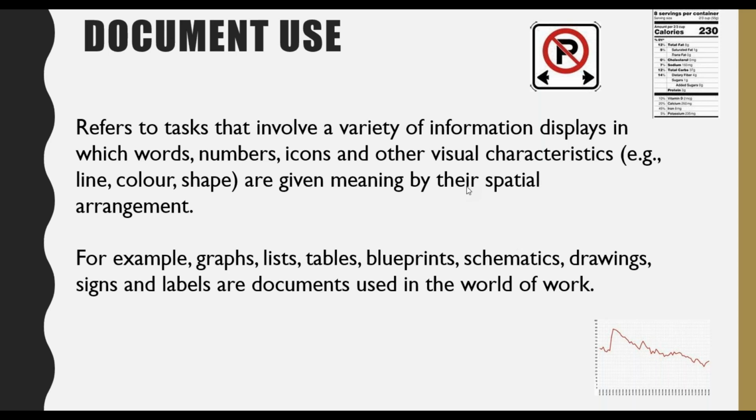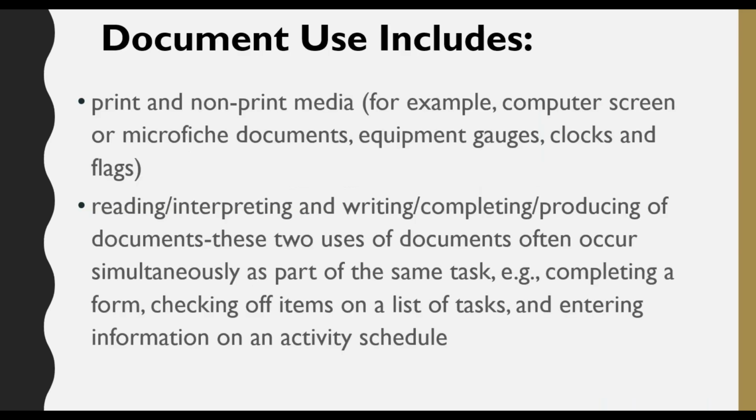If a document also includes a paragraph of text, such as a label on a completed form, it can also cross over or be part of reading text. Likewise, documents that require the entry of words, phrases, sentences, and paragraphs, so something that you write on, are also included in the writing essential skill, which we'll talk about after. A document can be print and non-print. Again, computer screen, microfiche is an example. I don't know the last time I looked at microfiche, but it's still available. Gauges, clocks, flags. So it really covers a wide variety of things.